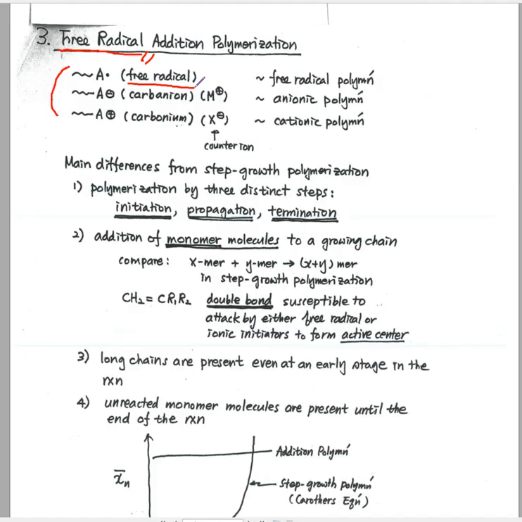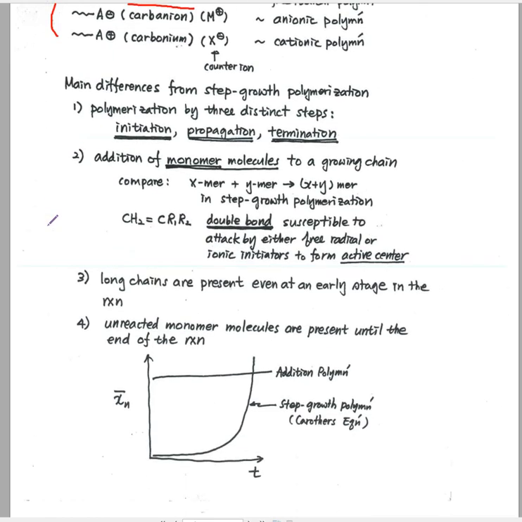As you recall from step growth polymerization, mostly monomers with two functional groups reacted with each other, right, in forming long chain polymers. But there are big differences between free radical addition polymerization and step growth polymerization. Some of them are described here.